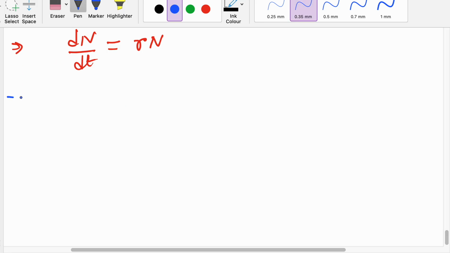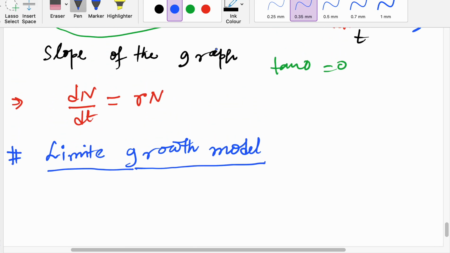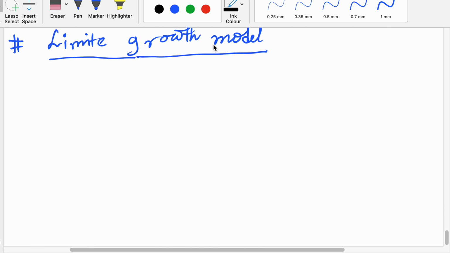Now let's move towards our limited growth model. So this is a model which says that resource is infinite and population size is going up to infinity. But in practice, we have seen that, huh, I am not audible.